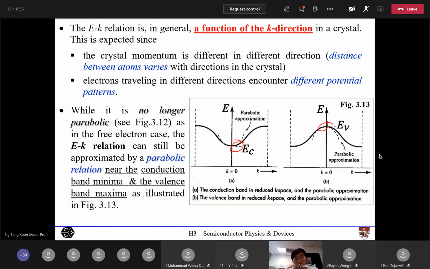Especially in most cases, the electron would be around the conduction band edge, unless of course you accelerate the electrons to very high energy, then they could go a lot higher up. But in most applications, you find that they will tend to stay around this region, which means that we can assume an approximate parabolic relation between the energy and momentum in the crystal. So that's a point that you can take note of.